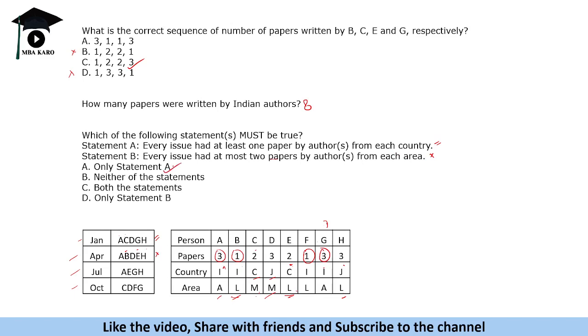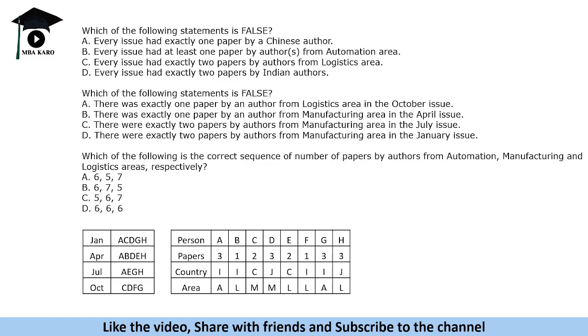Now this is a lengthy question to do because you need to check each and everything very carefully. Okay, so let's see the next one. Which of the following statements is false? First is every issue had exactly one paper by a Chinese author. Chinese are C and E. This is true because we said that these are in different issues, right? It is asking which is false. Every issue had at least one paper by authors from the automation area. Who are from automation? A and G. A is present in 3 and G is also present. So this is also true.